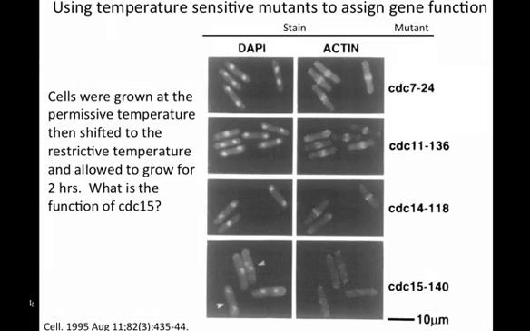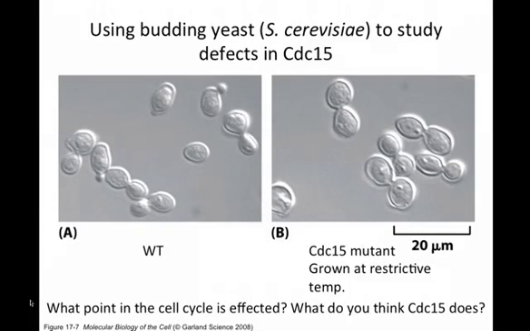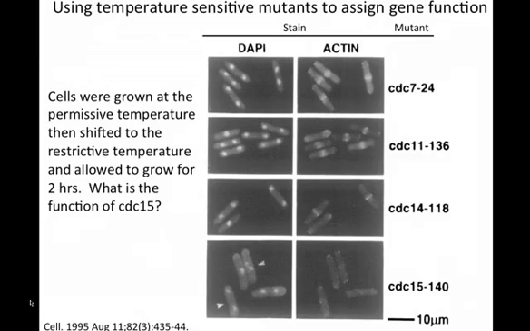What do you guys see in CDC15? There's nothing. So CDC15 must have something to do with reorganization of actin at a certain location in the cell that will form the contractile ring, right? And so if you put those two together, here you're already seeing there's some defect in cytokinesis. And then here you're seeing there's some defect with relocalizing actin.